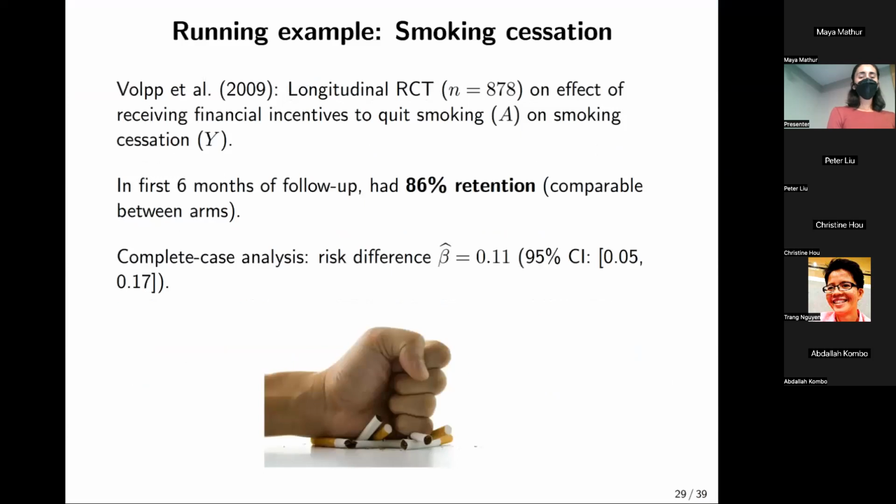As a running example, we might consider a longitudinal RCT which looked at the effect of receiving financial incentives to stop smoking on smoking cessation. This study had pretty good retention of 86% in the first 6 months of follow-up, and it was pretty comparable between arms. But they did a complete case analysis, which estimated a relatively small beneficial effect, a risk difference of 0.11. So we might ask, this is a small effect. Could this be entirely due to missing data?